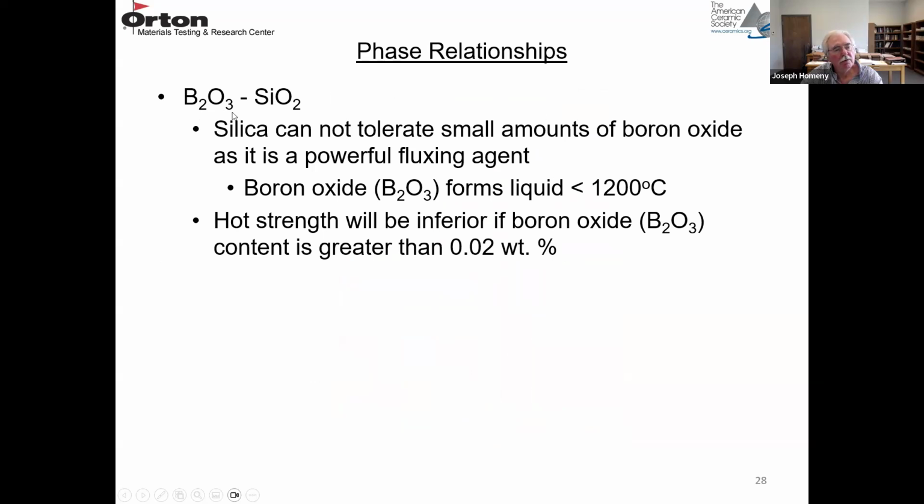Also, if you have B2O3 present with SiO2, SiO2 is a more common impurity. We talked about the lime silica ratios, but the SiO2 will react with the B2O3. So silica can't tolerate even small amounts of boron oxide because, again, it's a fluxing agent. So if you have boron oxide and SiO2 in the grain boundaries, liquid is going to form at less than 1200 degrees C. And again, the hot strength is going to be very poor with a trace amount of B2O3 in contact with SiO2.